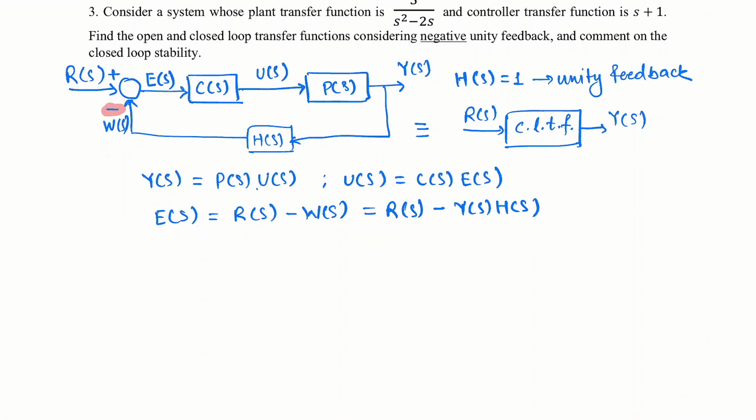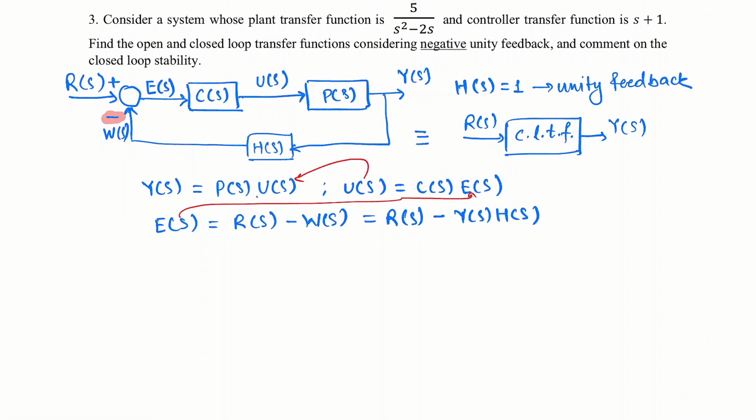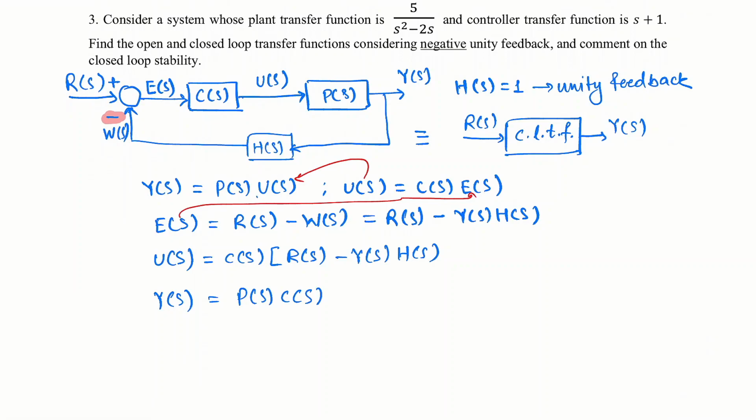Now let us take this E of S and plug it in here to find U of S, which we can plug in here. So the U of S term would become C of S into R of S minus Y of S H of S. So when we plug it in there, Y of S is written as P of S into C of S.